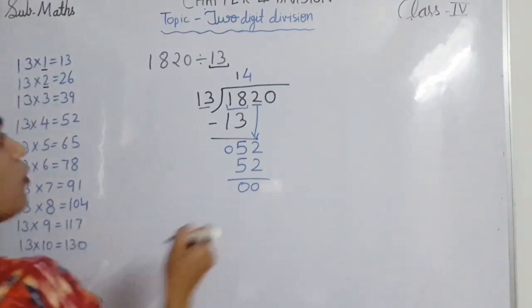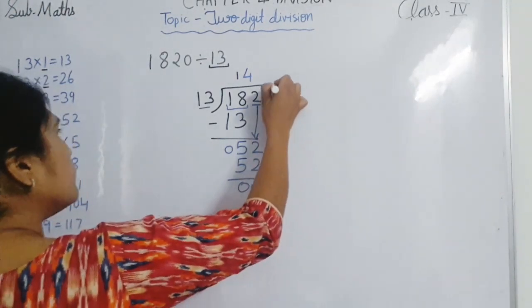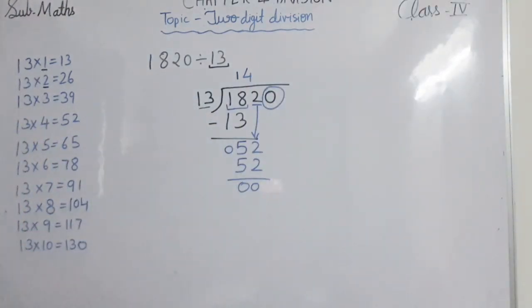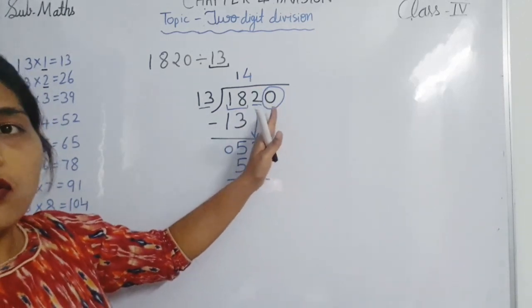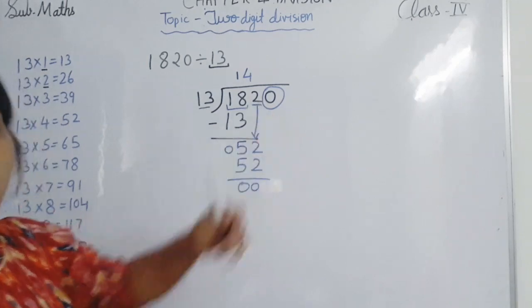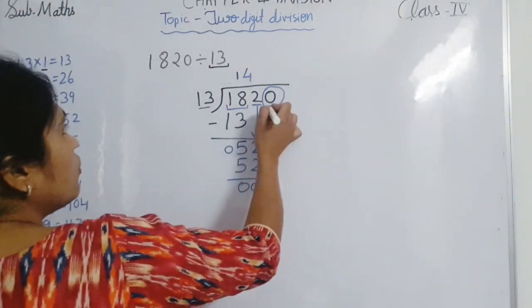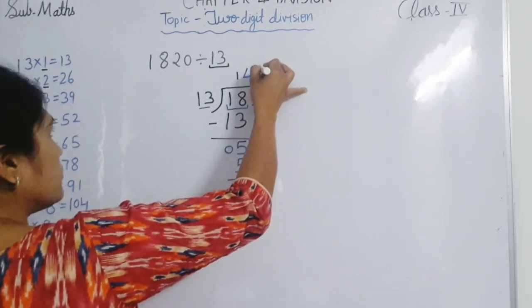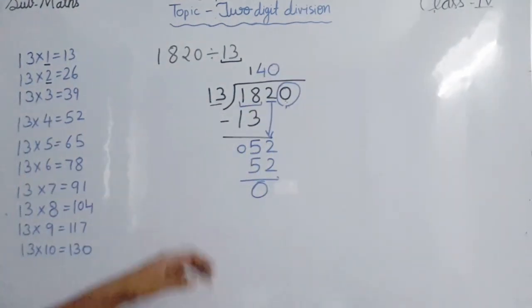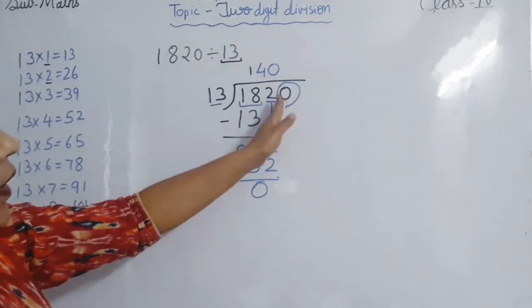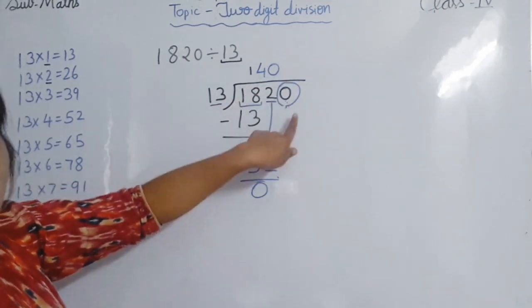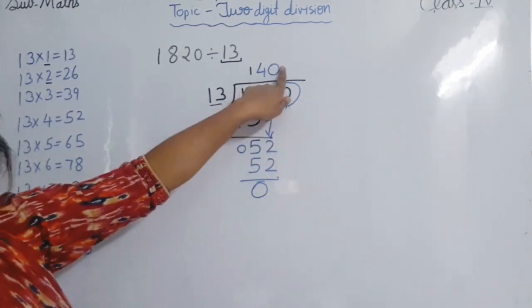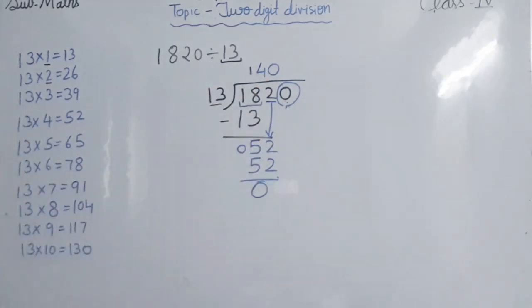So now see here, you are left with a 0 here. We have not divided this 0, and you cannot leave any number without dividing it. Without division you cannot leave any number. So what will we do now? We'll write this 0 in the answer. The conclusion is that if any 0 remains without division, you have to write this 0 in the answer as it is. So what is the answer? 140. Is it clear now?